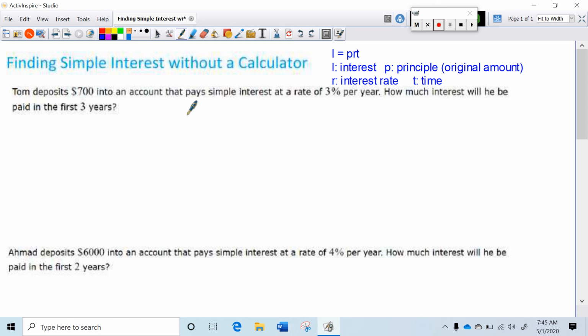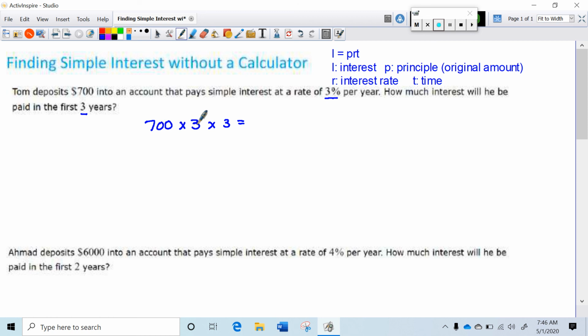So we have $700 in an account, and it's going to pay a simple interest at a rate of 3%. Okay, for this percent, I'm going to ignore the percent sign for right now, and I'll show you what to do with that in a moment. And how much interest will there be in the first 3 years? So I'm just going to multiply the numbers themselves together without the zeros.